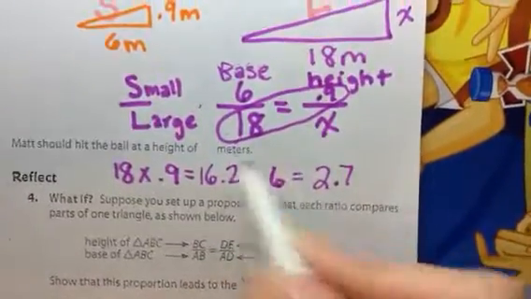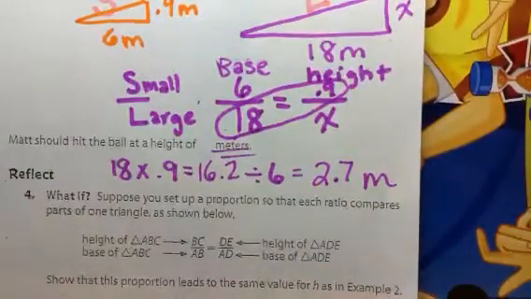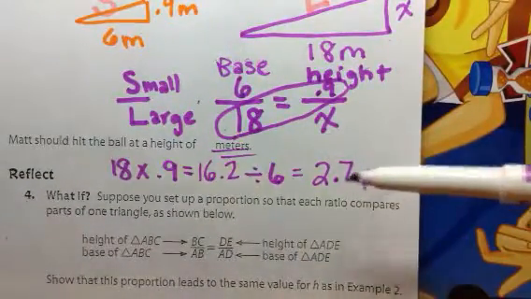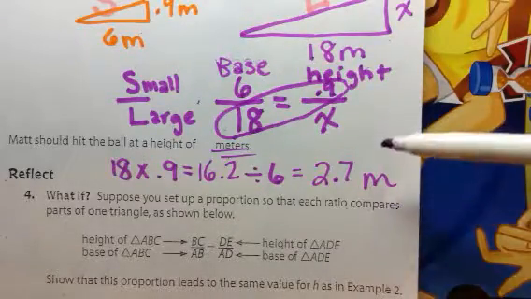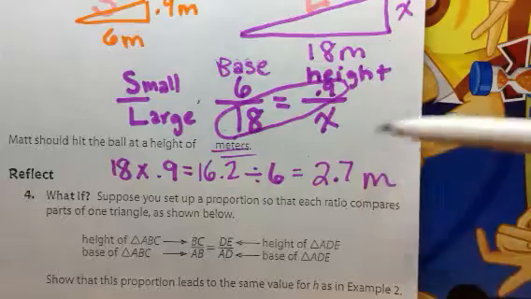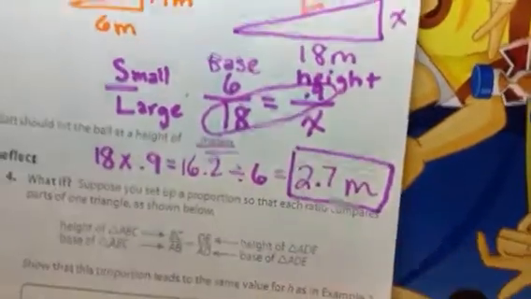Remember, for word problems, it's going to have some type of meaning to its answer. So it wasn't just 2 7/10, it's 2 7/10 meter, because they were asking me how high he had to hit the ball. Okay, so let me box in my answer.